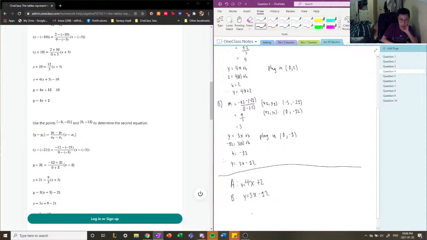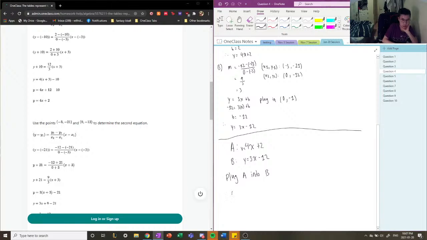Okay, so we're going to plug a into b. Okay, what does that mean? We're going to sub y equals 4x plus 2 into our b equation. And if we do that, then we get 4x plus 2 equals 3x minus 12. And what do we get if we isolate for x, so we move x to the left side and all our constants to the right side? We get this, and we have x equals negative 14.